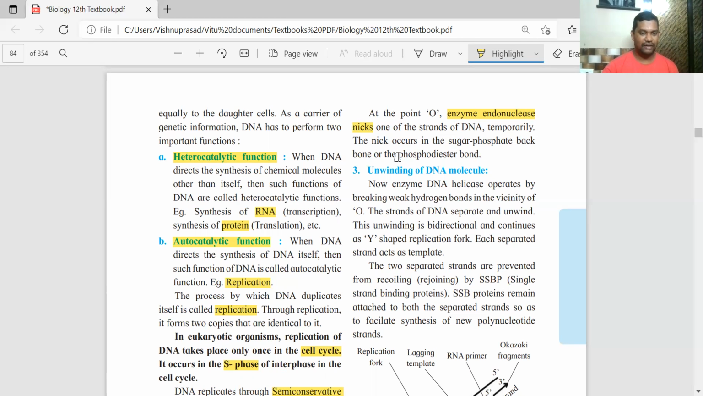In a nucleotide, the backbone is sugar phosphate. The bond present between successive nucleotides is called the phosphodiester bond. That phosphodiester bond is the point where the nick is created by this enzyme.